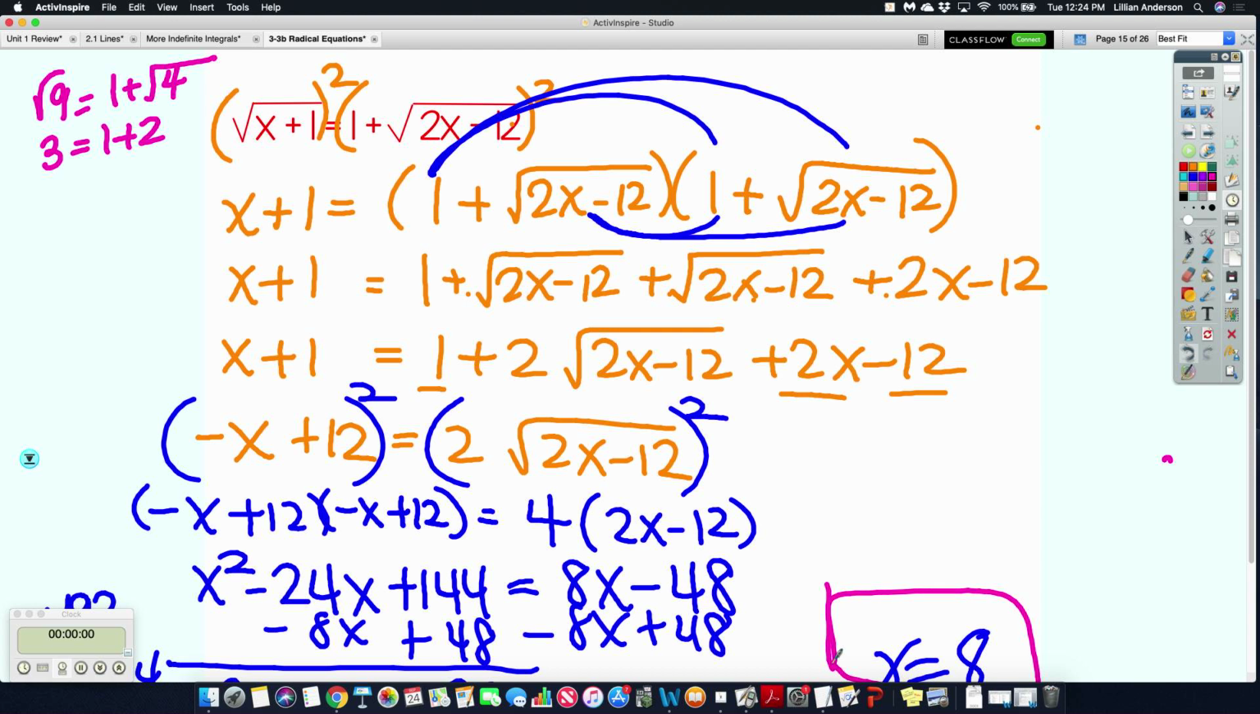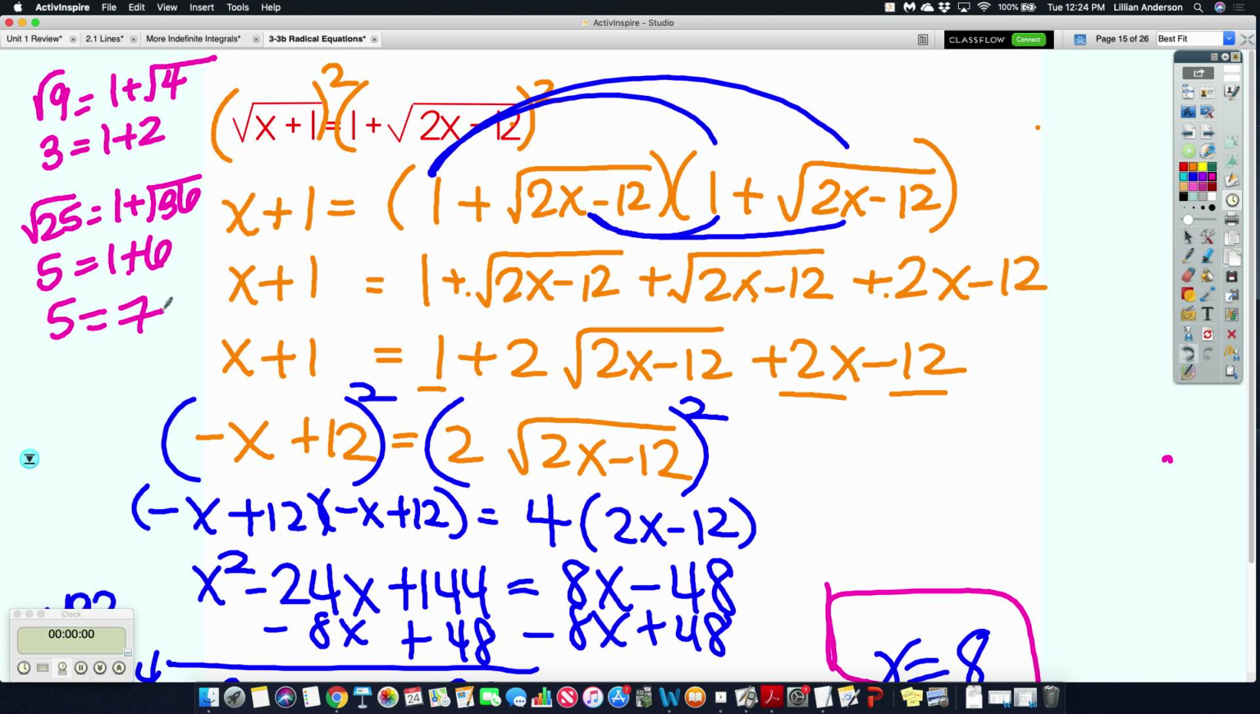The other number was? 24. So what's 24 plus 1? 25. So we have the square root of 25, which is? 5. Let's see. 2 times 24 is? 48. 48 minus 12? 36. What's the square root of 36? 6. What's 1 plus 6? 7.